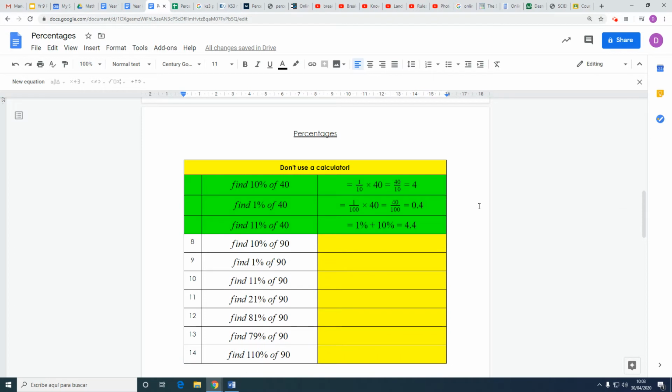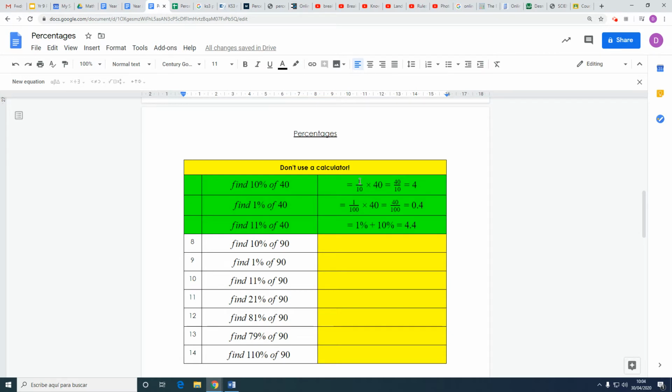Okay, now these ones where you have to work out the value of something, I did the first three. If you want to find 10% of 40, it's an easy question, but so are yours. Well, 10% is the same as 1 over 10. And then the 40 we can put over the 10, and then we can just divide that and we get 4.